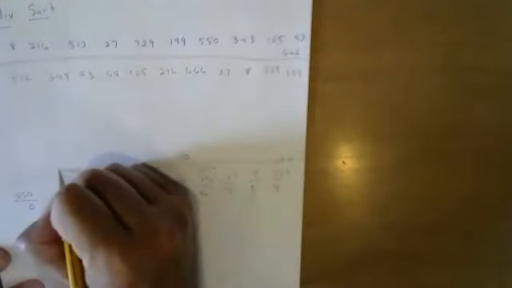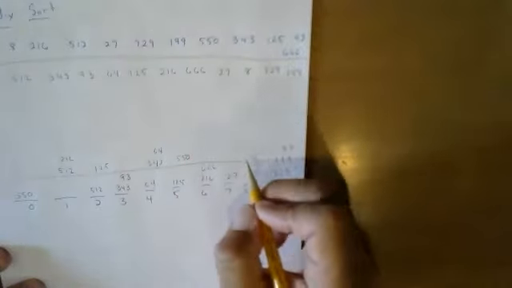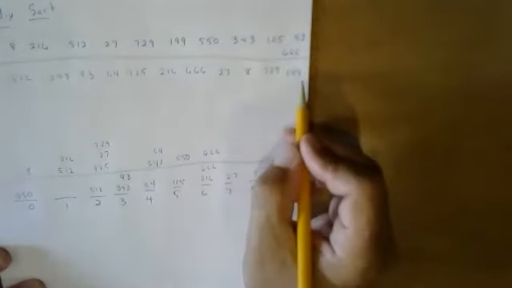550 is going to go here. 512. 343 is over here. 93. 64. 125 is over here. 216 is here. 666. 27. 8. 729. And 199.